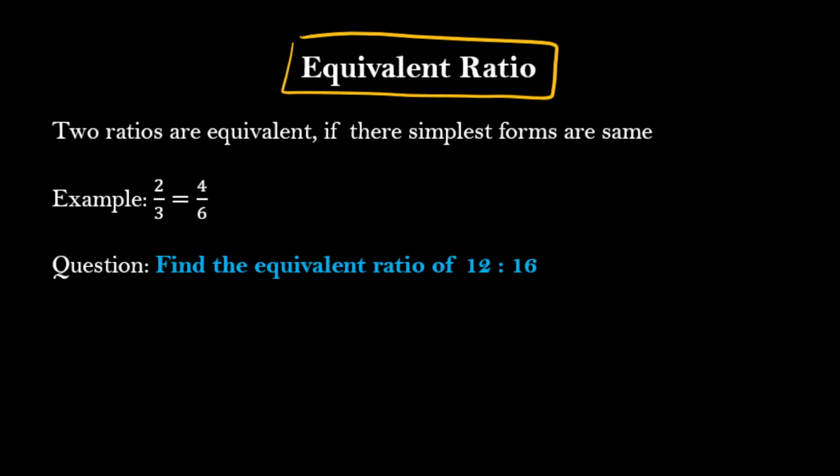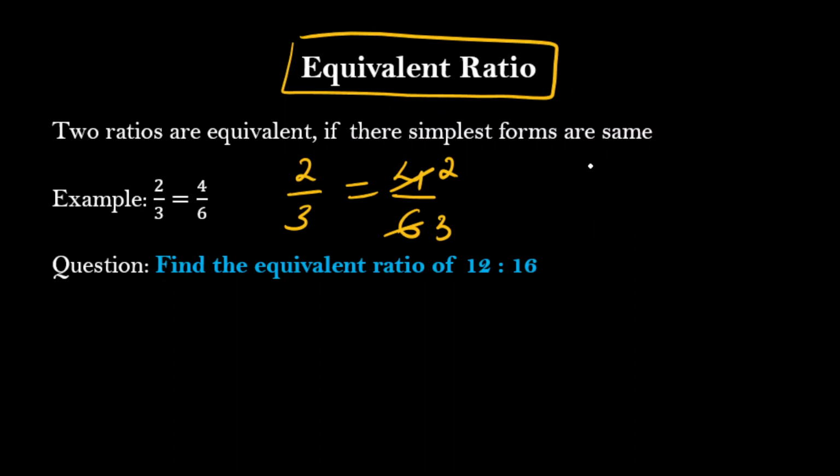When two ratios' simplest forms are same, like example I have given, 2 by 3. 2 by 3 is already in its simplest form. This is equals to 4 by 6. 4 by 6 when I do, so 2 into 2 is 4, 2 into 3 is 6. So 2 by 3 is equals to 4 by 6 because both the simplest forms are same.